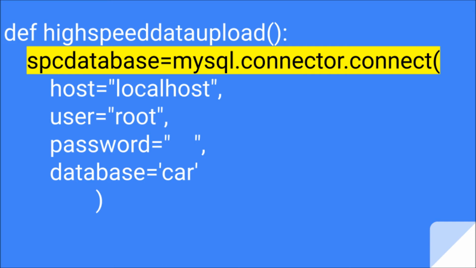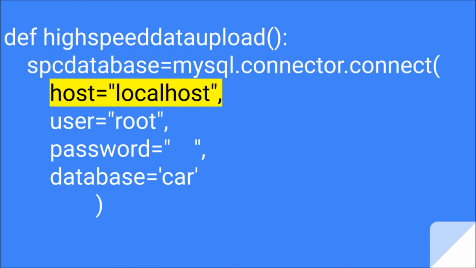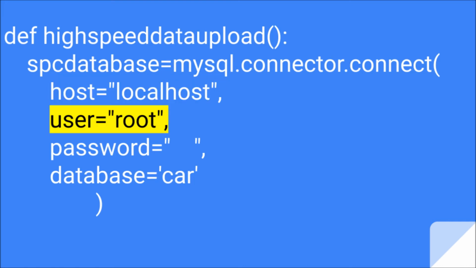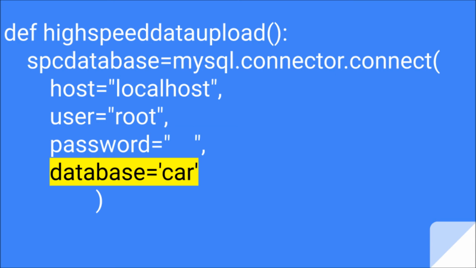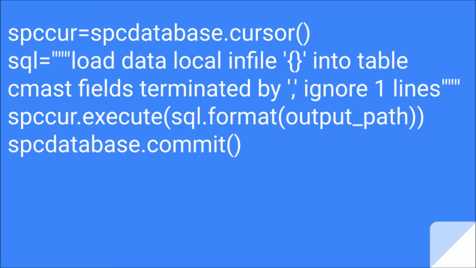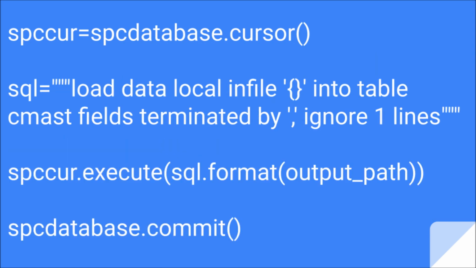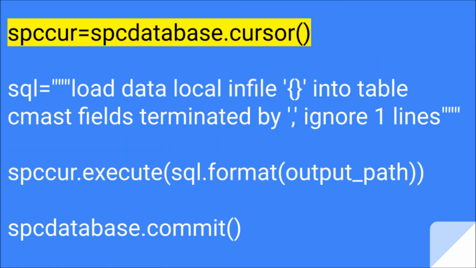We first create a connection object SPC database. We use the mysql.connector.connect function and we use the parameters hostname, username, password and the database name also, because we are using the database car, so that attribute is also added in the connection object. Next, the connection object calls the cursor method and creates the cursor object SPC car.